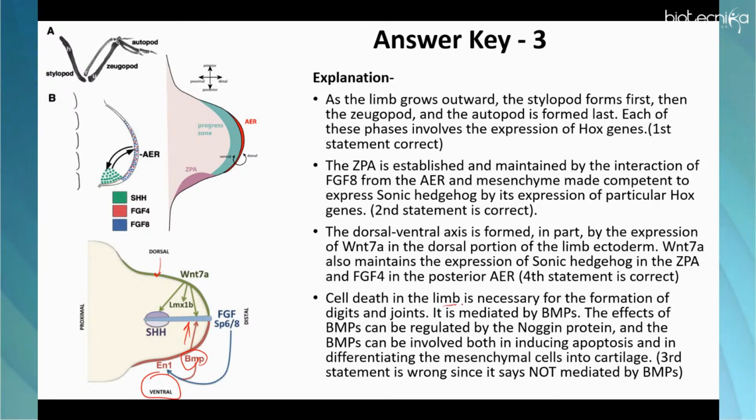Okay. Now, cell death in the limb is necessary for the formation of digits and joints. Otherwise, the sculpting of the fingers and digits and everything will not happen properly. This is mediated by the bone morphogenetic protein. So option 3 is not correct because it is mentioned that BMPs are not involved in that process. The effect of BMP can be regulated by the noggin protein, and the BMPs can be involved both in inducing apoptosis and in differentiating the mesenchymal cells into cartilage. So that's why option 3 is wrong.